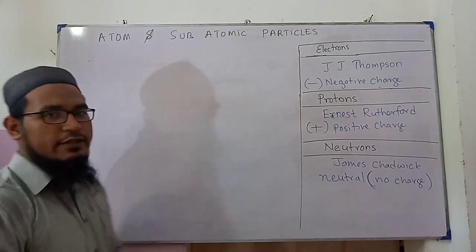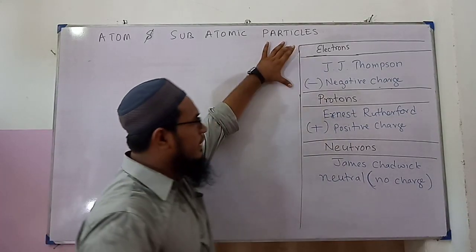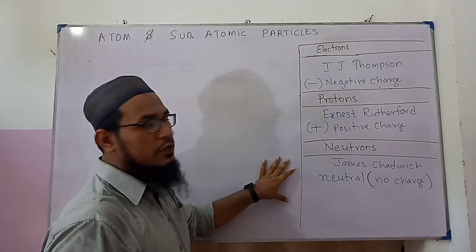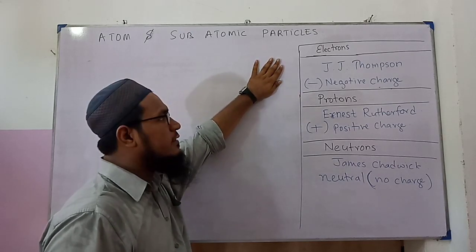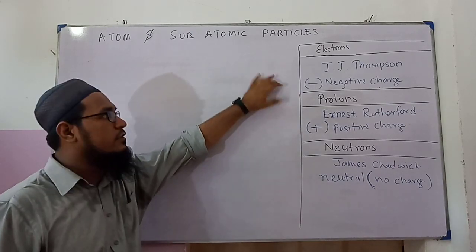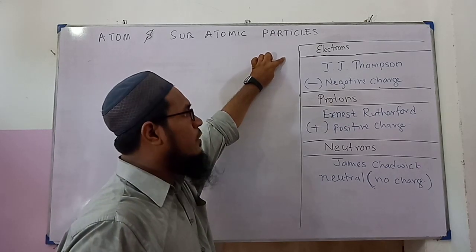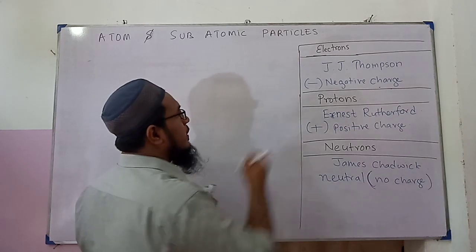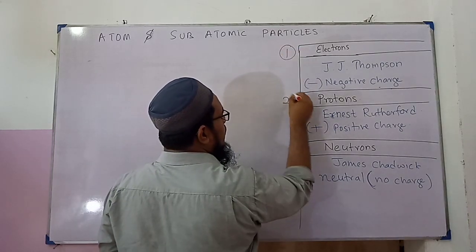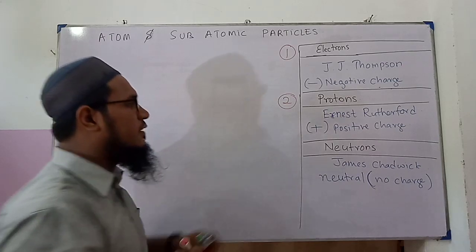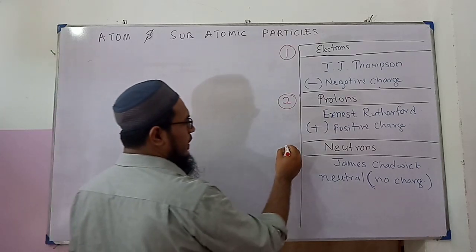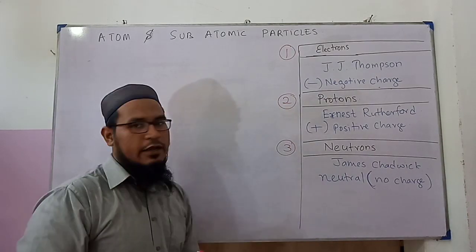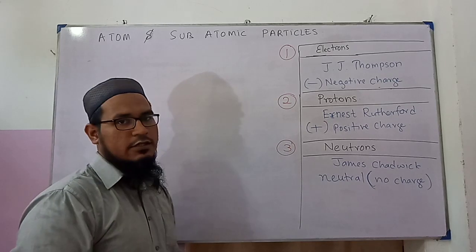Therefore, we can see that all these three particles which are present within the atom were found. So this was collectively called subatomic particles. Subatomic particle 1, electron, found out by J.J. Thomson and having a negative charge. Subatomic particle number 2, proton, found out by Ernest Rutherford, positively charged. Subatomic particle number 3, neutron, found out by James Chadwick and neutral. It has no charge.